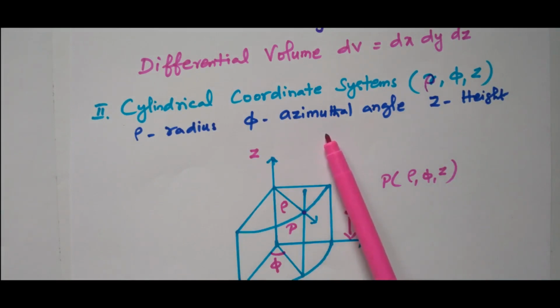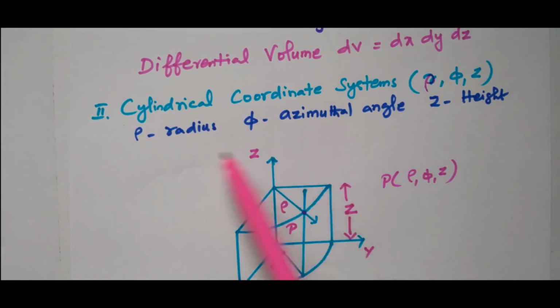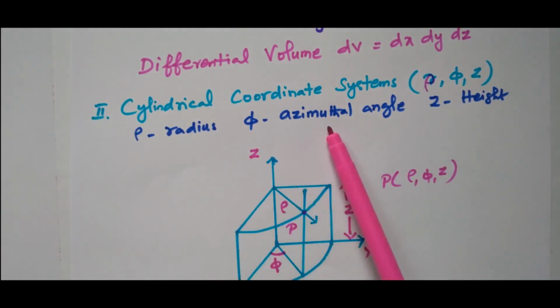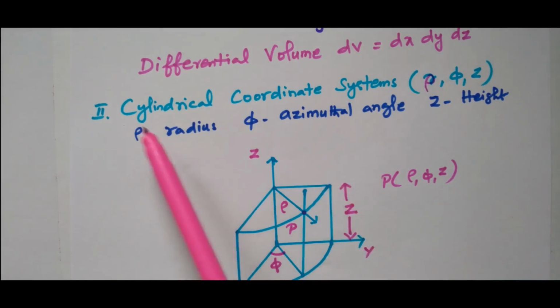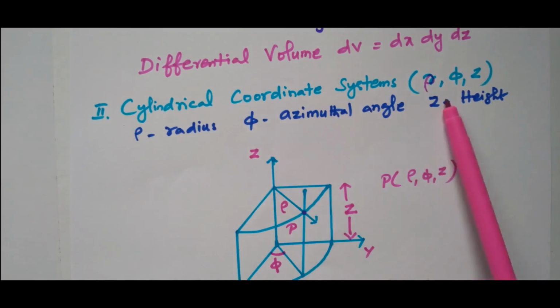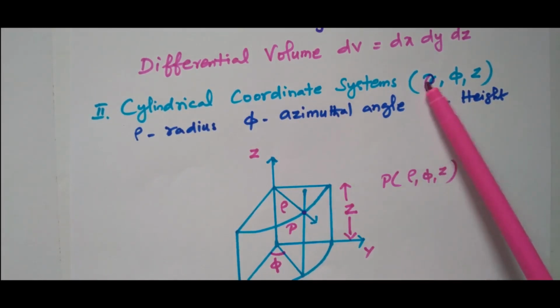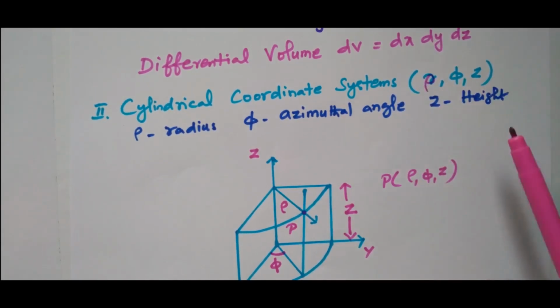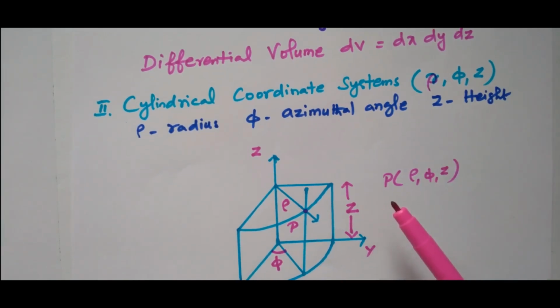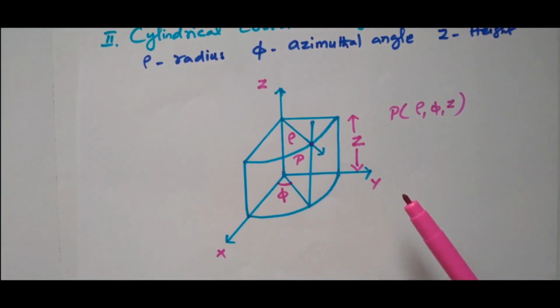In the previous system, all three are length parameters, right? Here we have two lengths and one angle. If you want to represent any system with two lengths and one angle, we can use this cylindrical coordinate system, represented by rho, phi and z, right? So that we can represent the system with two lengths and one angle.